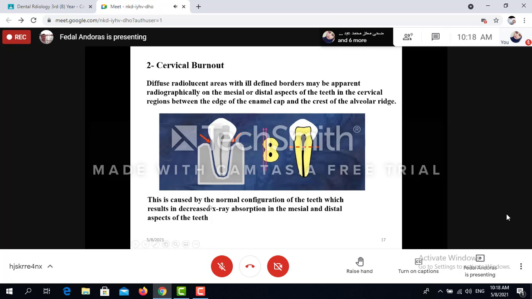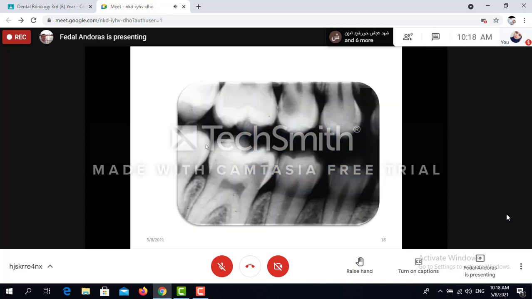This is caused by the normal configuration of the teeth, which results in decreased X-ray absorption in the mesial and distal aspects of the teeth, and that's why it appears as a radiolucency. It's a normal phenomenon. You might get a question on the exam: is cervical burnout caries? No, it's not caries. It's a normal phenomenon. Why does it happen? Because of the normal configuration of the teeth that results in decreased X-ray absorption.